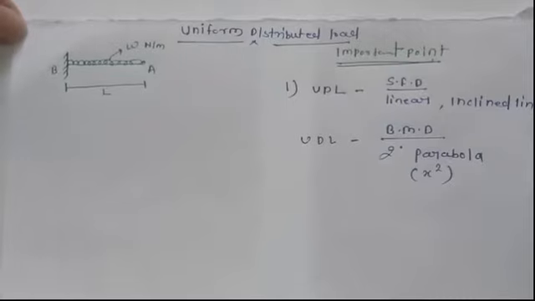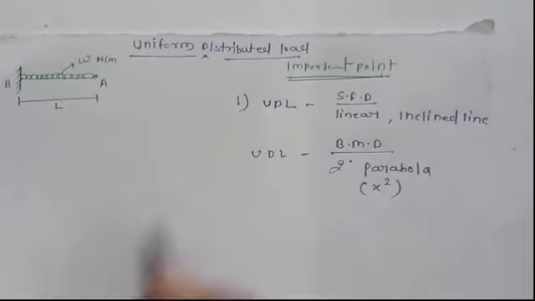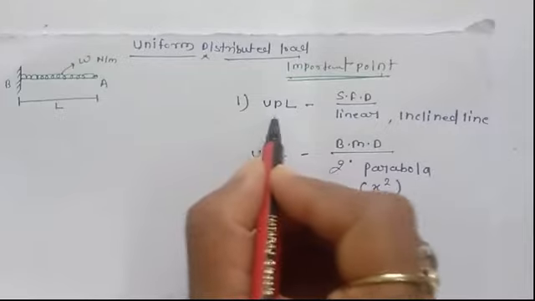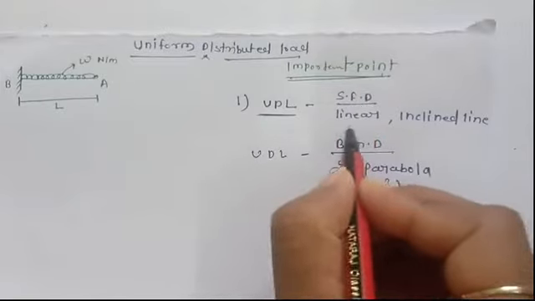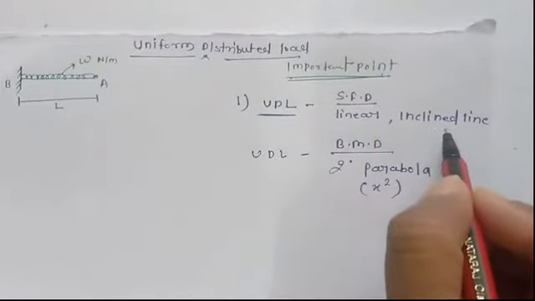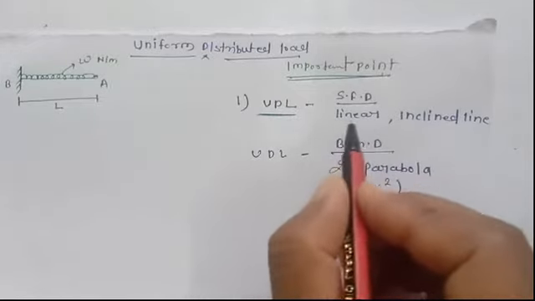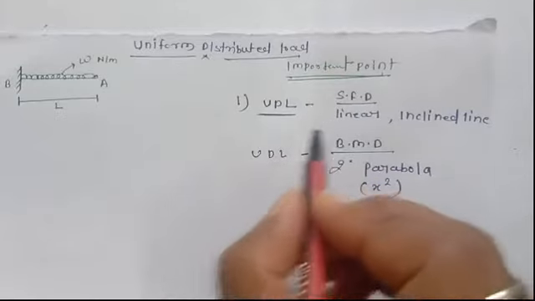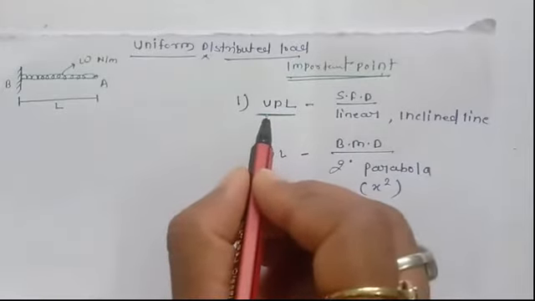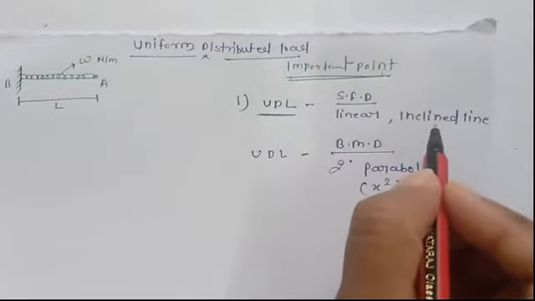To draw this SFD and BMD, we have to consider some points which are very important. The important point is that for this particular uniform distributed load, UDL, the shear force diagram will be linear, or we can say an inclined line. As earlier we discussed in the point load conditions, the shear force diagram will be a vertical line in case of point load, and in no load condition it is a horizontal line. But in case of this uniform distributed load, the shear force diagram will be a linear or inclined line.